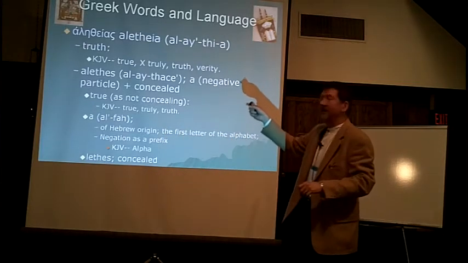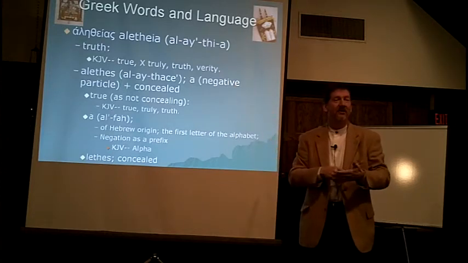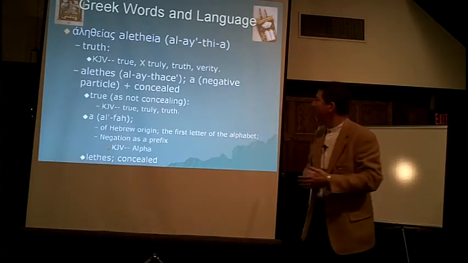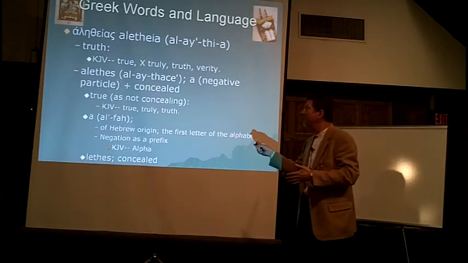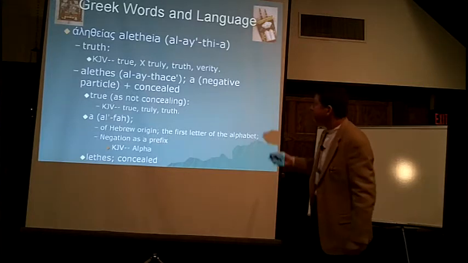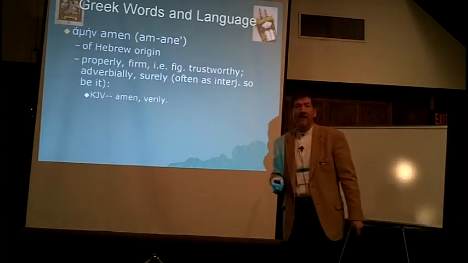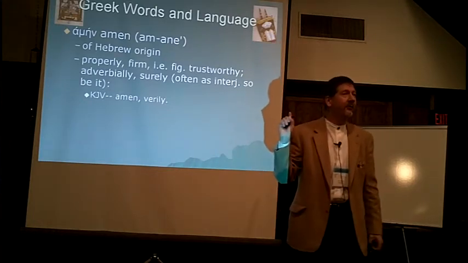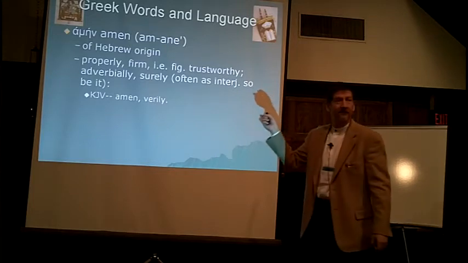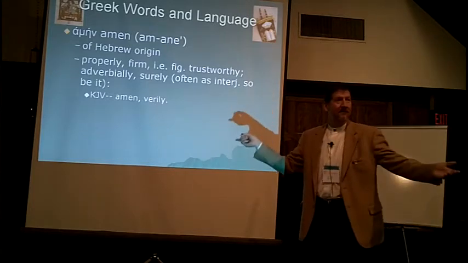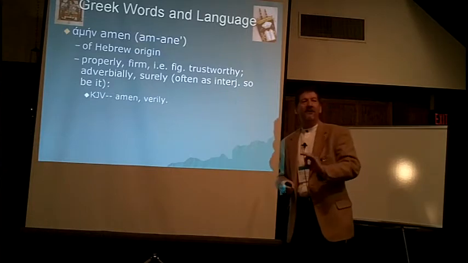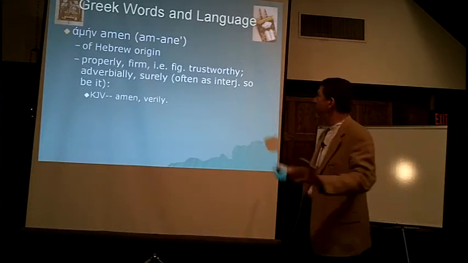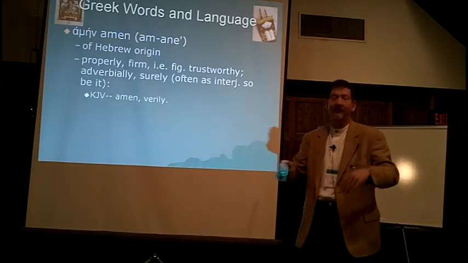A is the negative. Whenever you've seen A, just generally, well, there's a few other prefixes in Greek, but A means not. So not false means true. On the other hand, amen is a borrowed word. It's borrowed from Hebrew. Amen doesn't mean truth either. It means I agree with you. So we translate these words in the Greek, in the New Testament documents, both as truth. Sometimes we translate amen as verily, verily, sometimes as amen.